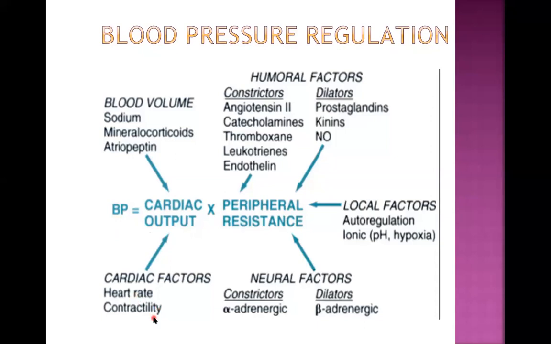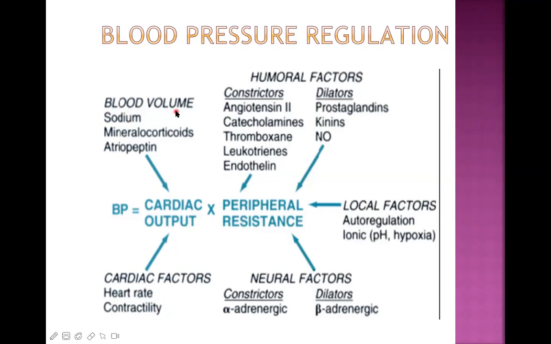They are heart rate and cardiac contractility. If heart rate is high or faster, and if the heart is contracting more, then definitely cardiac output will be more, because cardiac output is equivalent to heart rate multiplied by stroke volume. The heart rate is already written here. This contractility will increase the stroke volume, so cardiac output would be higher, and it will cause an increase in blood pressure. Another one is blood volume.